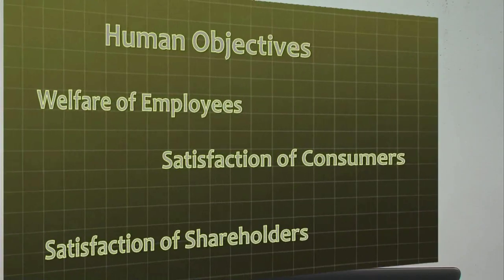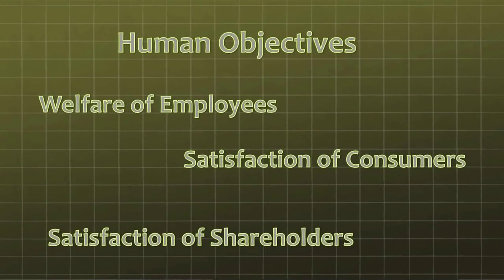Next is satisfaction of consumers. A business without satisfied consumers cannot run in the market. It cannot sell any product without consumers. So consumers have to be satisfied with quality goods and reasonable price. Then the next one is satisfaction of shareholders. Shareholders are the owners of the business. These persons have invested money in the business, and it is the responsibility of the business to give a fair return in the form of dividend to the shareholders. So business must give fair return to the shareholders, and this is one of the objectives of business.